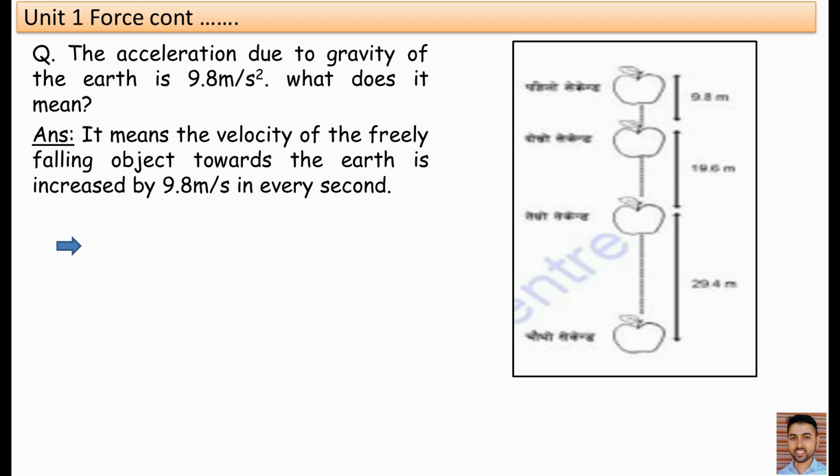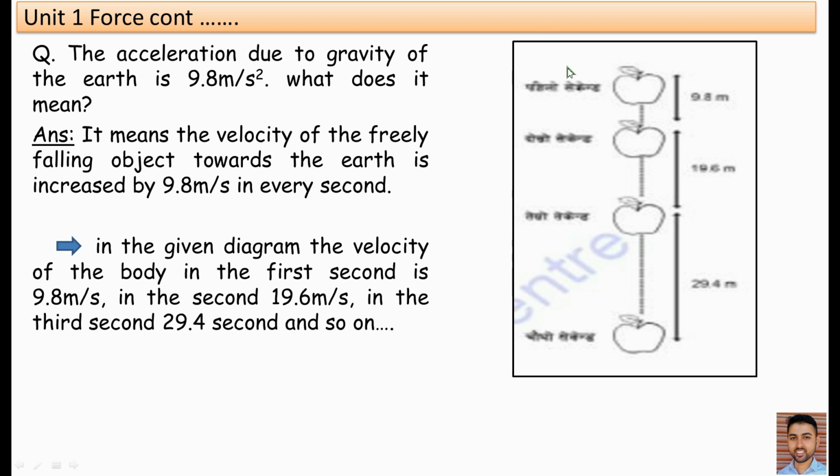Write down. It means the velocity of any freely falling object towards the earth, if the falling object is not obstructed by any air or any other resistance, is increased by 9.8 meter per second in every second. It means in every second the velocity of the body is increased by 9.8 meter per second.